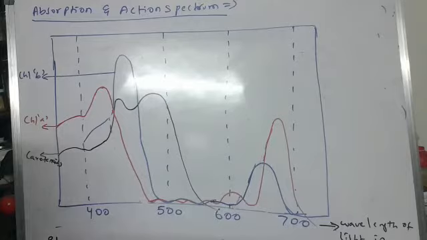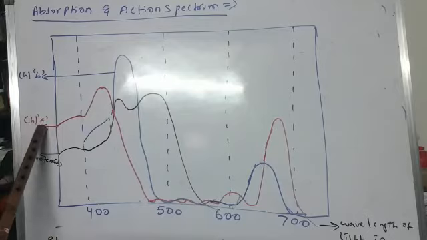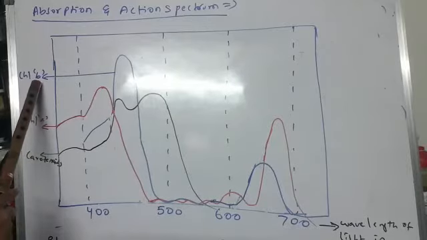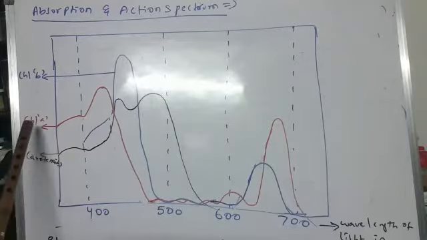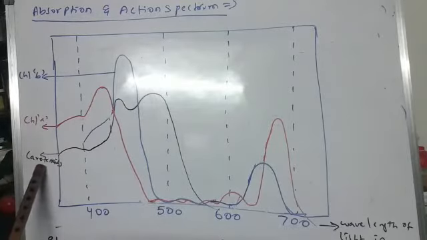These pigments absorb visible light of different wavelengths, and during this process the light energy is converted into chemical energy. Now we will understand what wavelengths of light the specific pigments absorb. First, chlorophyll A is a blue-green colored pigment. Chlorophyll B is a yellow-green pigment, and carotenoids are yellow colored pigments. All these pigments are present on the thylakoid membrane.